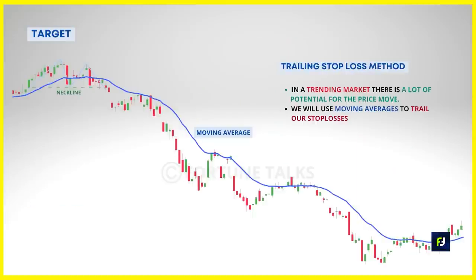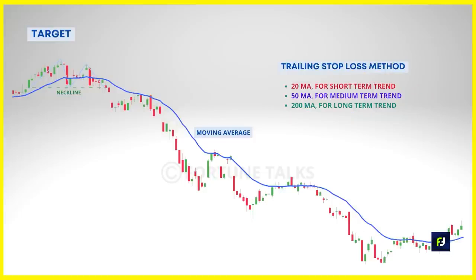The second method of trailing your stop loss is to ride big moves. We will make use of moving averages of different periods to do this. And the selection of moving averages will depend on the time frame that you are trading on.